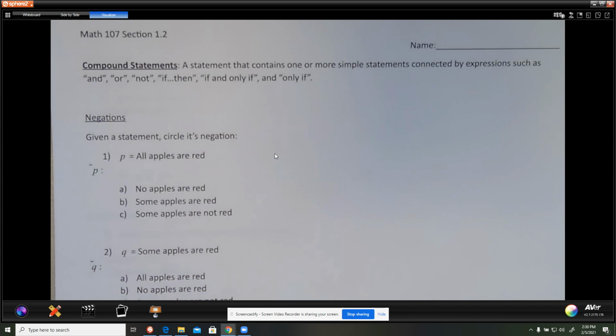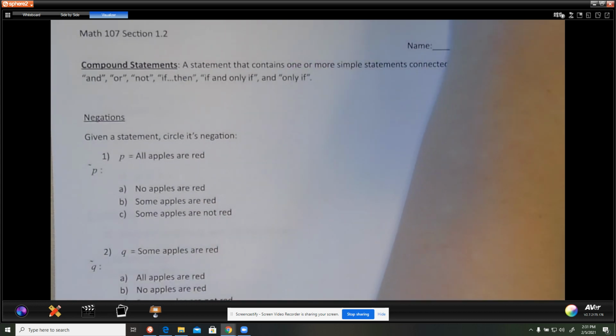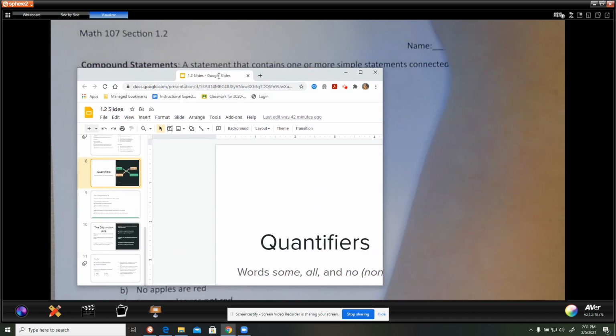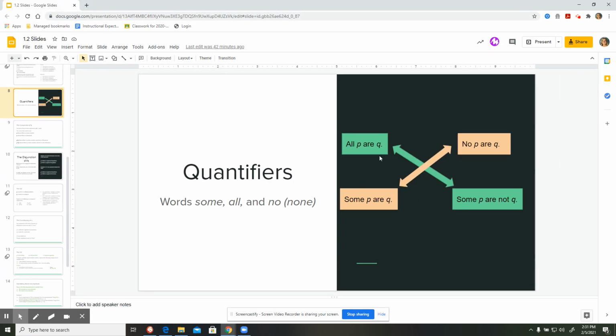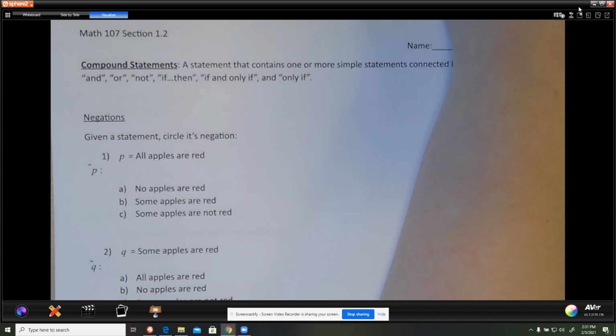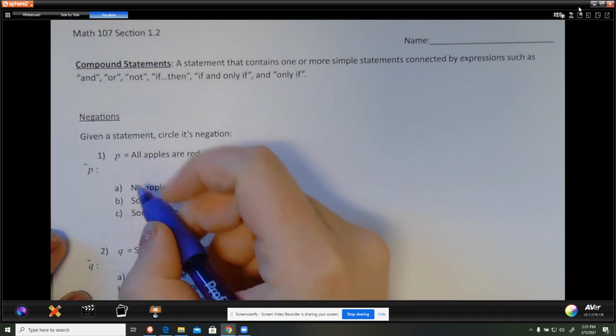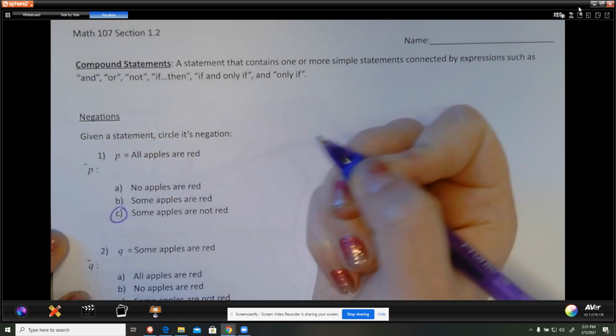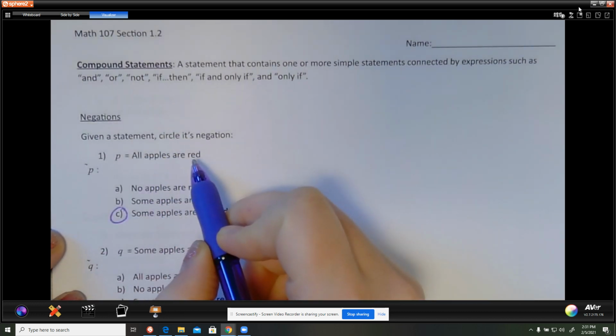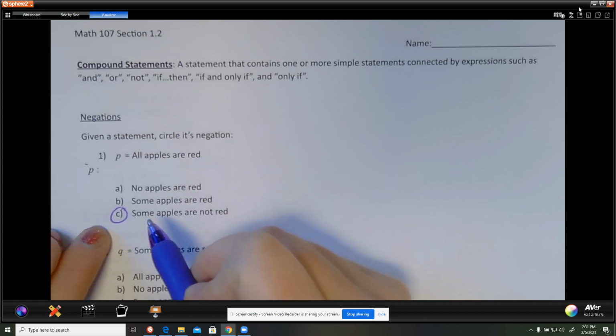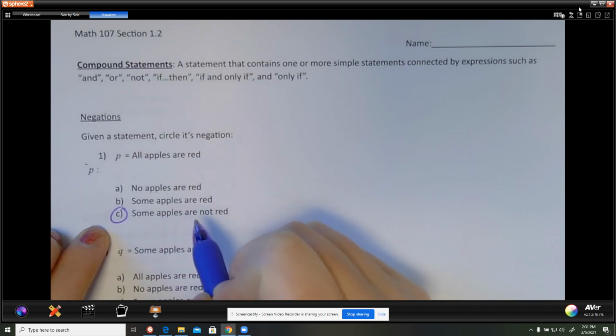I'm going to pull up the thing that's going to help you too here from your slides. This is what we're going to be using. These are the negations. So if it says all P are Q, then the opposite is some P are not Q. This first one says all apples are red. So what is not P? Well, that would be some apples are not red, right? If all the apples are red, the opposite of that would be just at least one apple not being red.